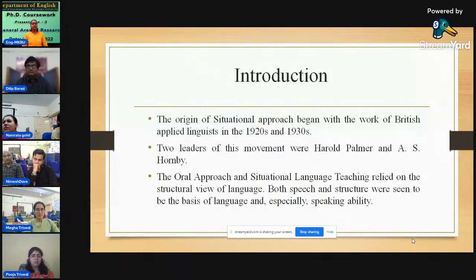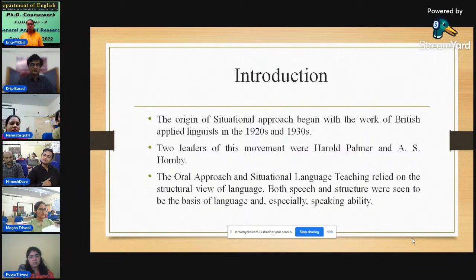First, I would like to give an introduction: the origin of the situational approach began with the work of British applied linguists in the 1920s and 30s. The two leaders of this movement were Harold Palmer and A.S. Hornby. The situational language teaching approach is also known as the oral approach. This approach relies on the structural view of language, so the learners and the teachers should focus on the structure of the language.